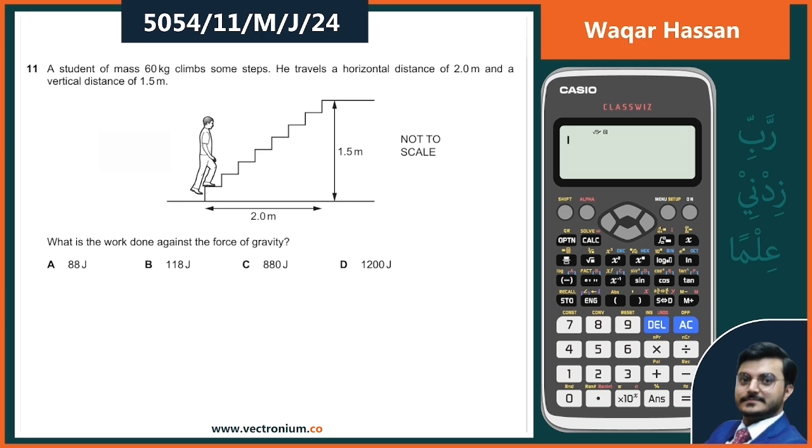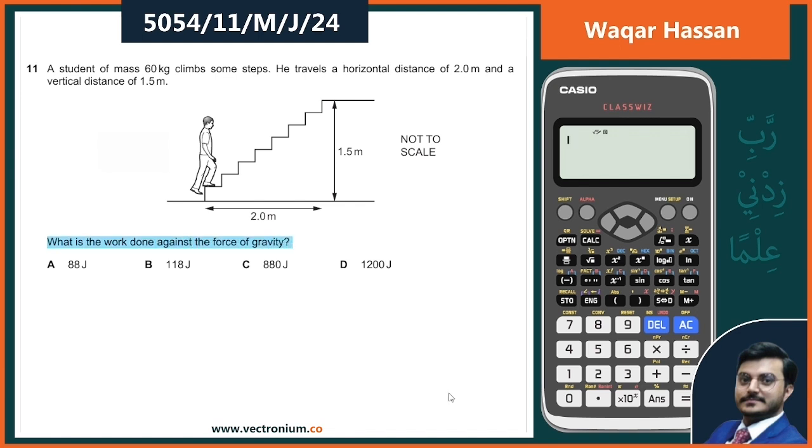Question number 11. A student of mass 60 kg climbs some steps. He travels a horizontal distance of 2.0 meter and a vertical distance of 1.5 meter. What is the work done against the force of gravity?